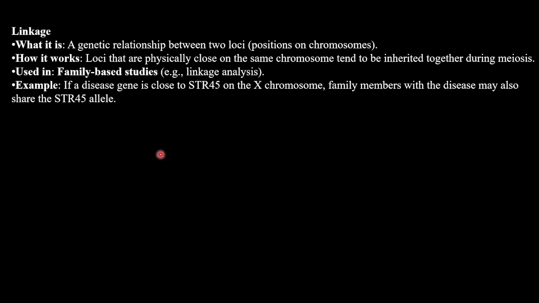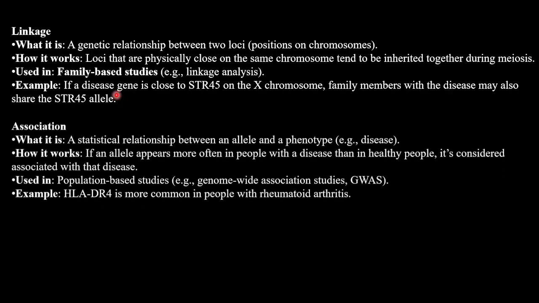So this is the definition of linkage, how linkage works. It's a genetic association between two locus positions on chromosomes. Loci that are physically close on the same chromosome tend to be inherited together during meiosis. For example, if a disease gene is close to HTR4 on the X chromosome, family members with the disease may also share the HTR4 allele along with the disease-causing gene.